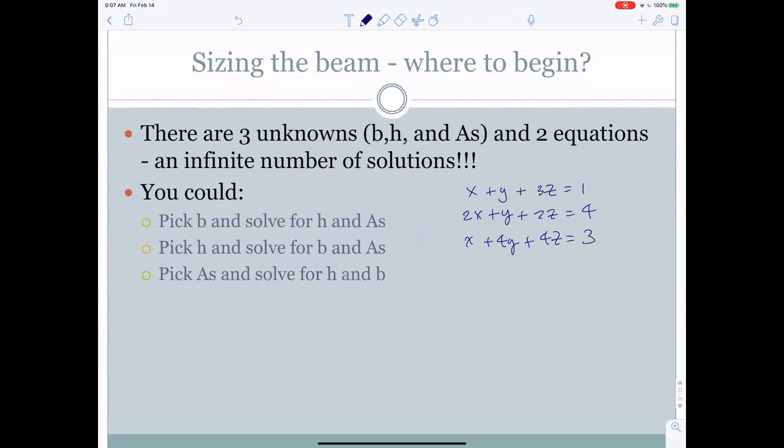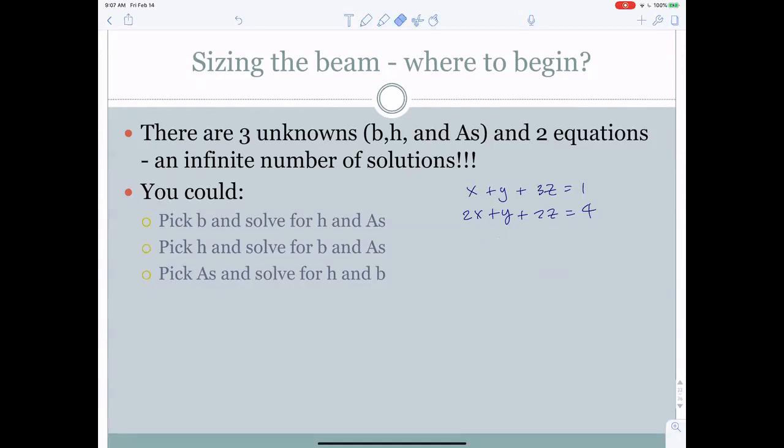all you could do is pick a Z. Oh, what am I doing? I'm just so used to doing three equations and three unknowns. So if you had this situation here, you could pick a Z, and then you would have two equations and two unknowns. So you pick a Z, solve for X and Y.